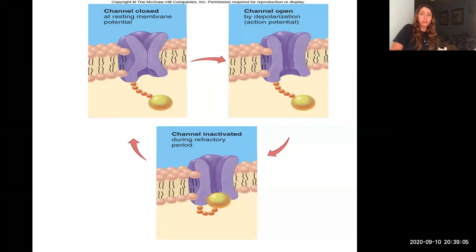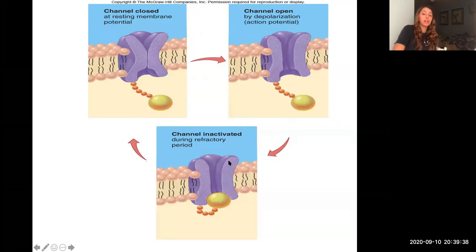So, channel closed at resting membrane potential. It's showing you a sodium channel. In the first panel, the channel is closed and active. In this one, the channel's open by depolarization, which is the action potential. So it's open and active. You see this little ball down here? That's what causes it to be inactive. So this is depolarization, when the sodium channel's open and sodium can rush into the cell.